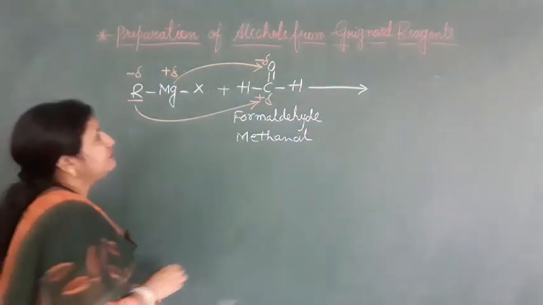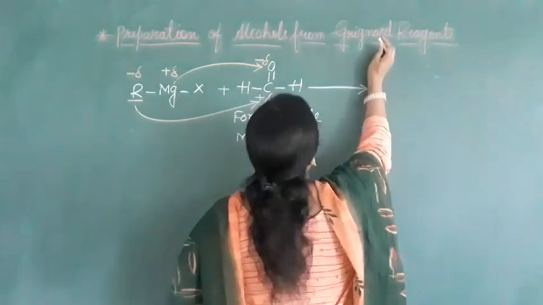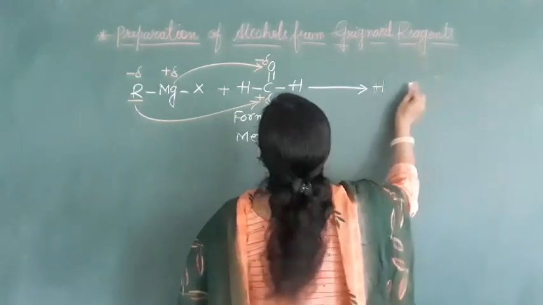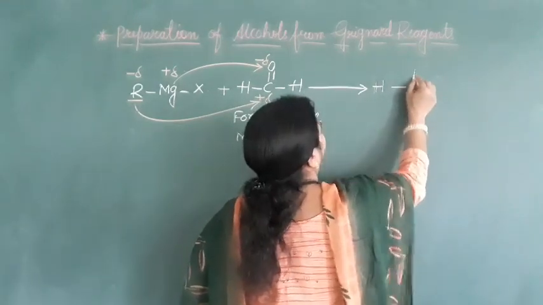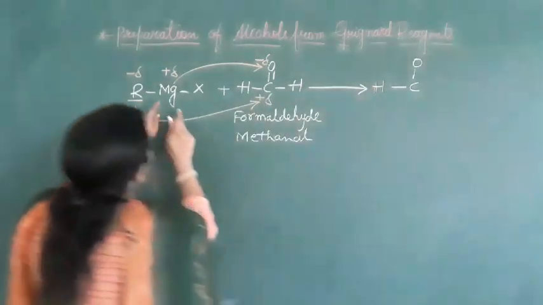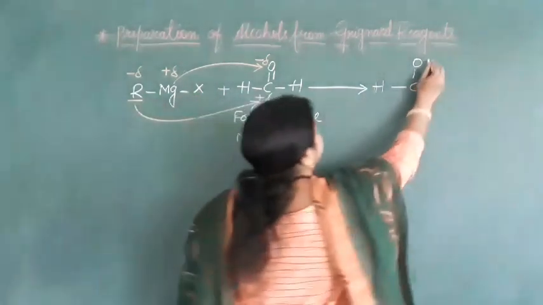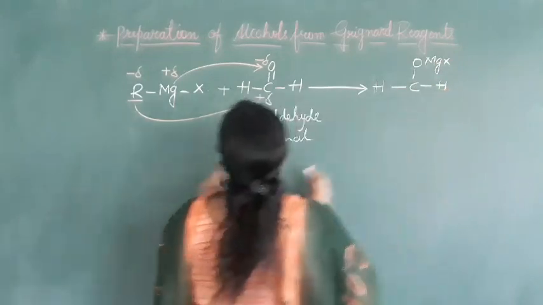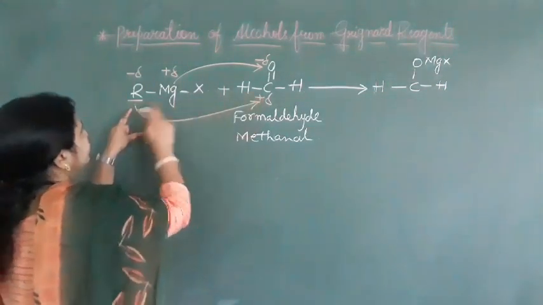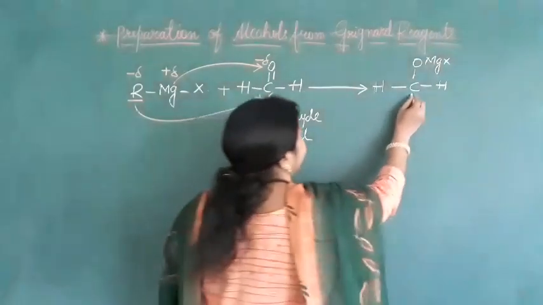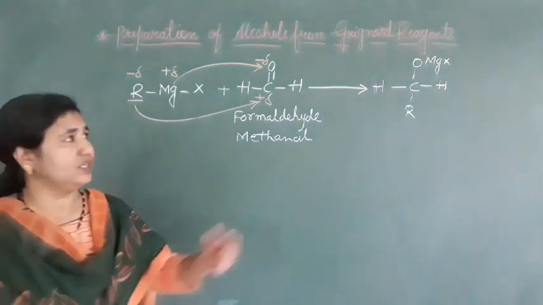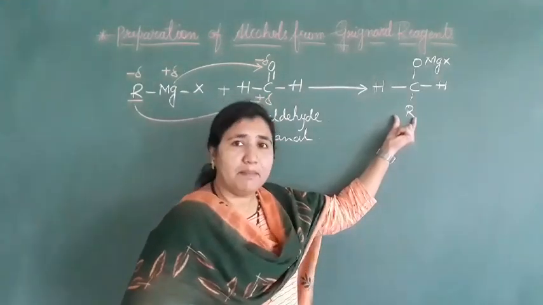So what product do we get here? We have H, formaldehyde C, H, and on this O, MgX comes here. This H is as it is, and R is getting added here. So this is a nucleophilic addition reaction, and we are getting an addition compound here.